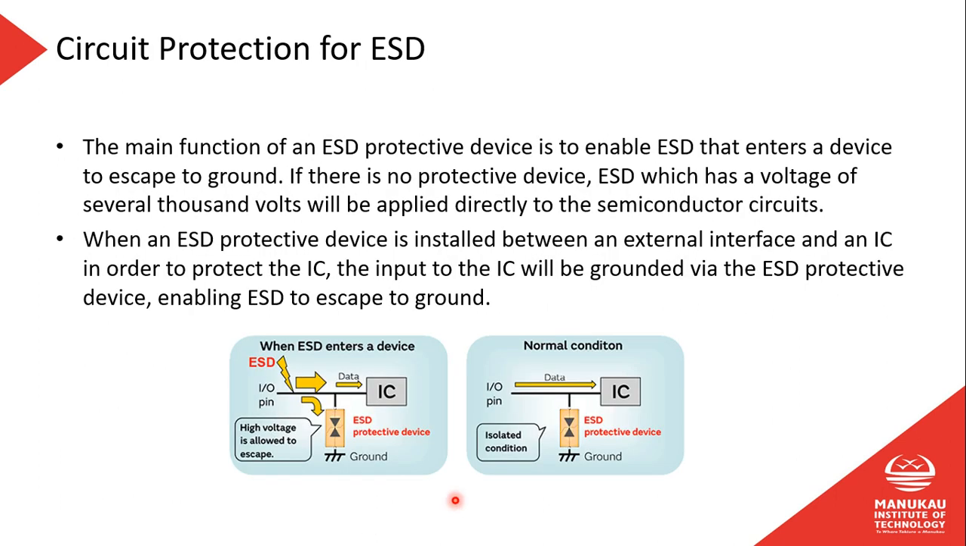Circuit protection for electrostatic discharge. The main function of an ESD protective device is to enable ESD that enters a device to escape to ground. If there is no protective device, ESD which has a voltage of several thousand volts will be applied directly to the semiconductor circuits. When an ESD protective device is installed between an external interface and an IC, in order to protect the IC, the input to the IC will be grounded via the ESD protective device, enabling ESD to escape to ground. What does it mean though?